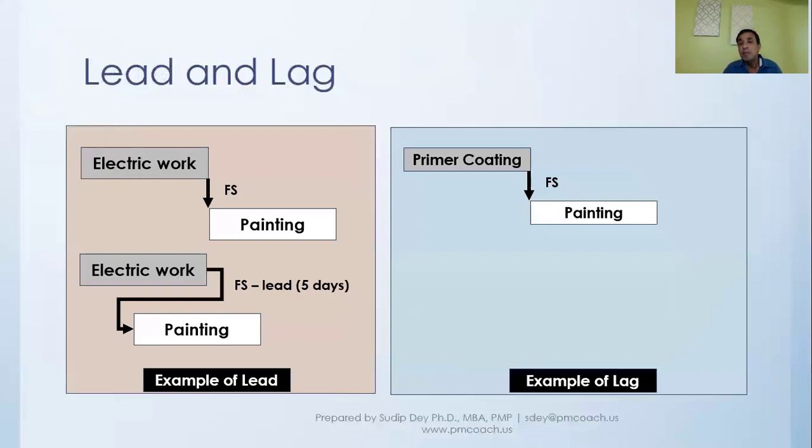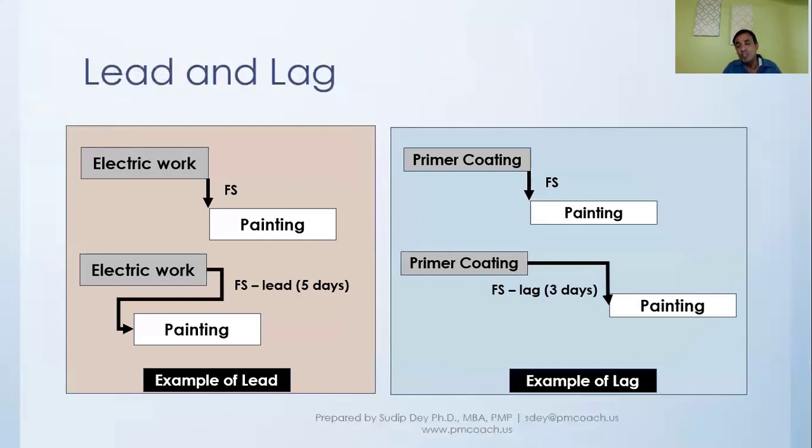But then we realize that after the primer coating, we have to give some time for it to dry before we can start the painting. We cannot immediately start painting after the primer coating is done. So what we'll do is we'll put a lag. What we'll say is primer coating is done and I will wait 3 days after that, and then painting can be done. So we say it is an FS relationship with 3 days lag. So this is the concept of lead and lag.